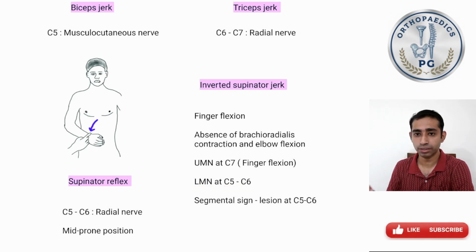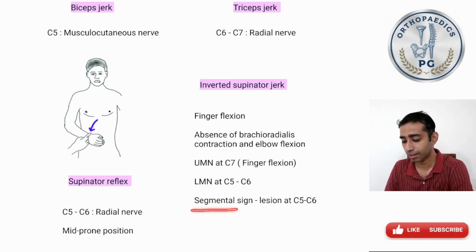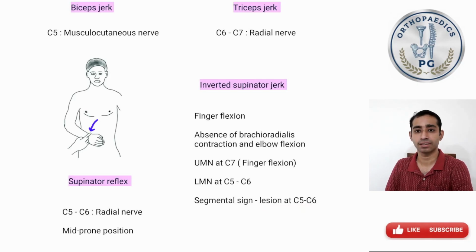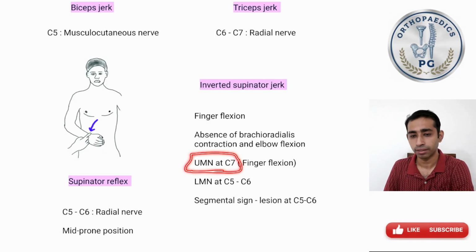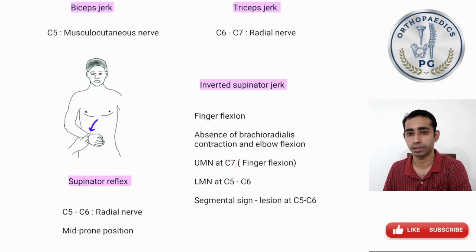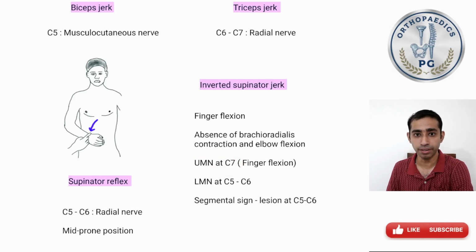So when both of these are present, then it is a segmental sign and it shows a lesion at C5, C6 level. However, if only finger flexion is there and also there is a contraction of brachioradialis, then we just get the inference that it is an upper motor neuron at C7, that is the lesion is above C7 and it is not called an inverted supinator jerk. Only when it is accompanied by absence of the brachioradialis contraction, it becomes a segmental sign of lesion at C5, C6.